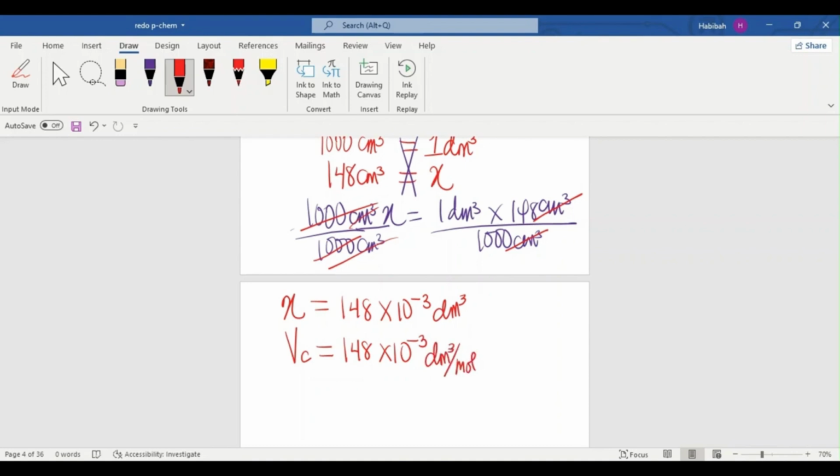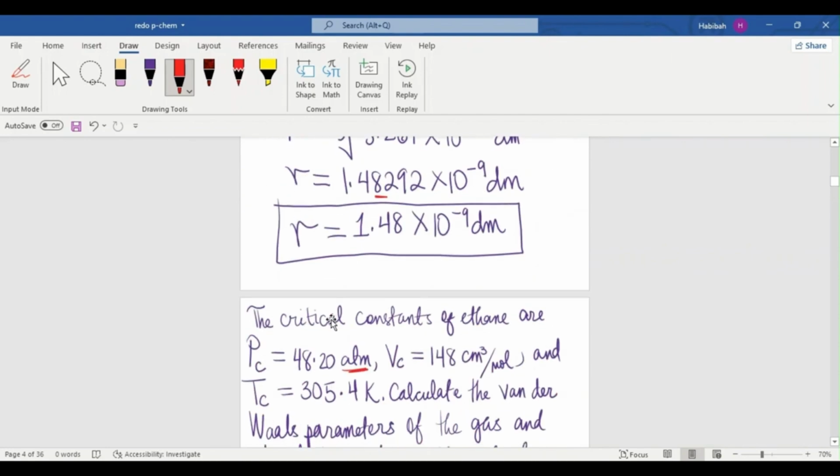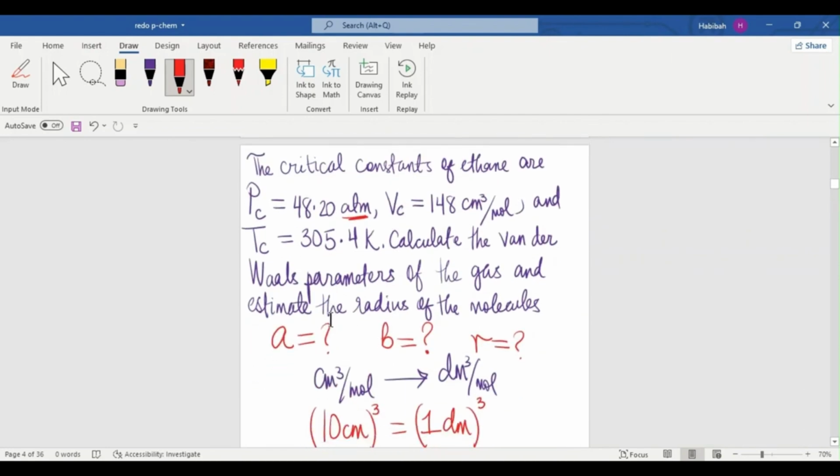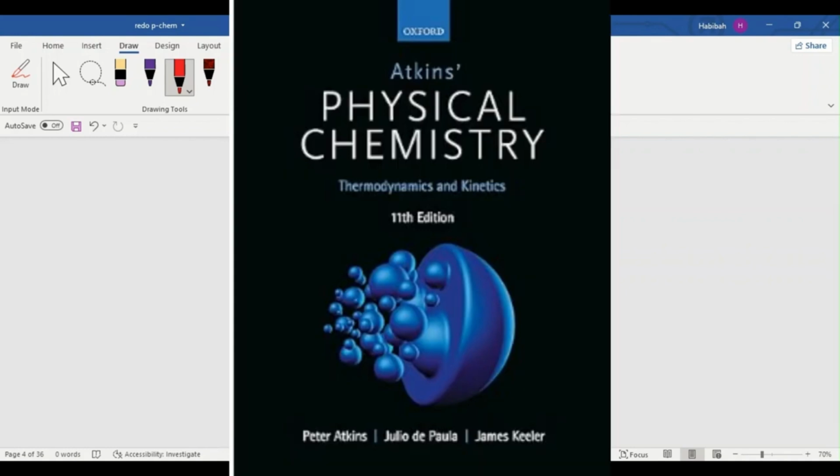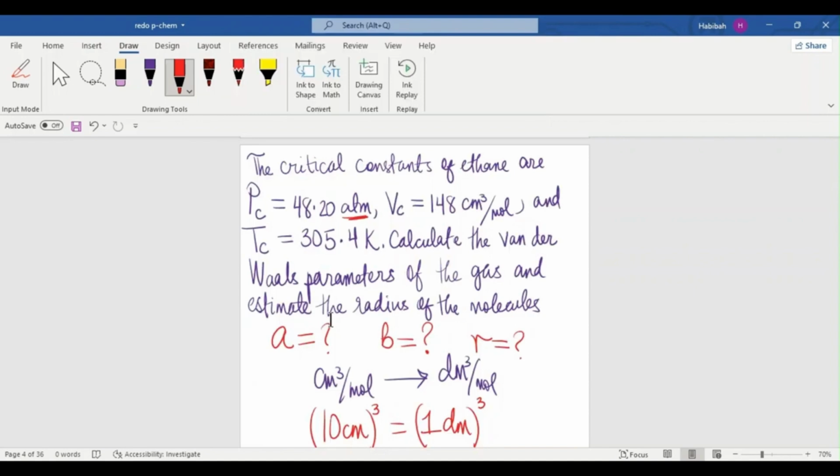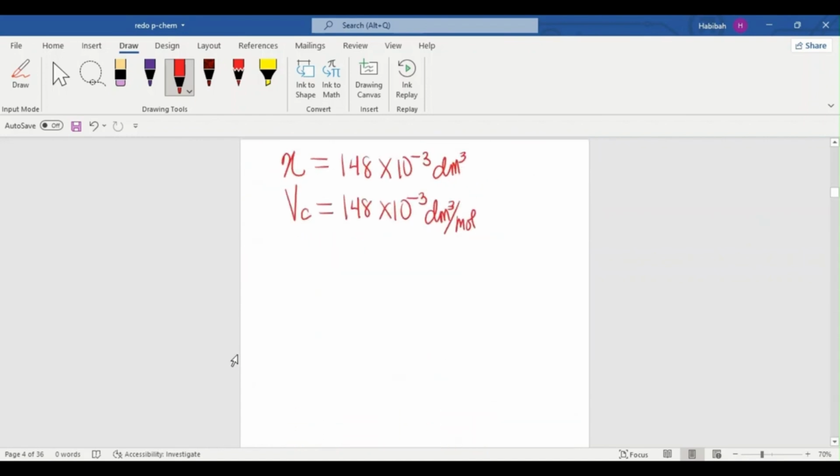The reason why I took away the per mole is just so I can do the conversion, not for anything else except for that. So the next thing you have to know is that they told us what the van der Waals parameters, the critical constants are, and they want us to find the van der Waals parameters. Looking at the physical chemistry Atkins textbook, the 11th edition, you're going to note that all of the formulas to be able to find the van der Waals parameters using the critical constants are there. And from the textbook, we have VC is equal to 3B.